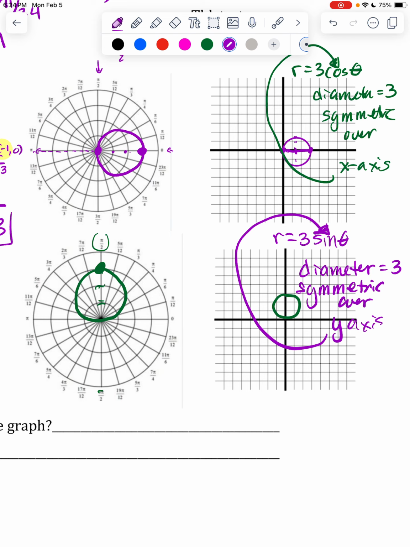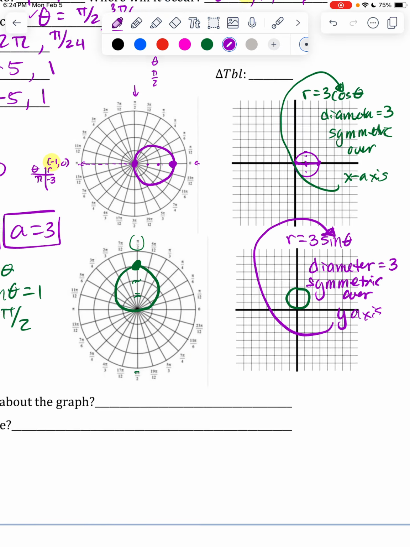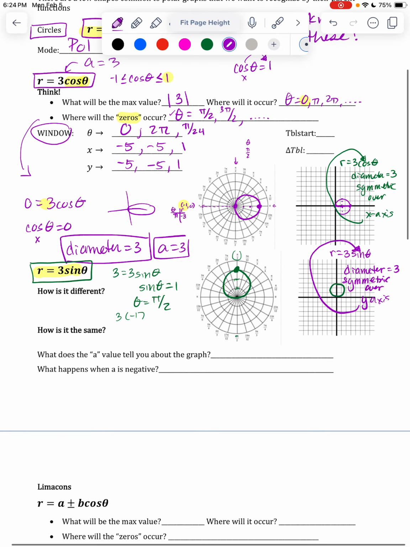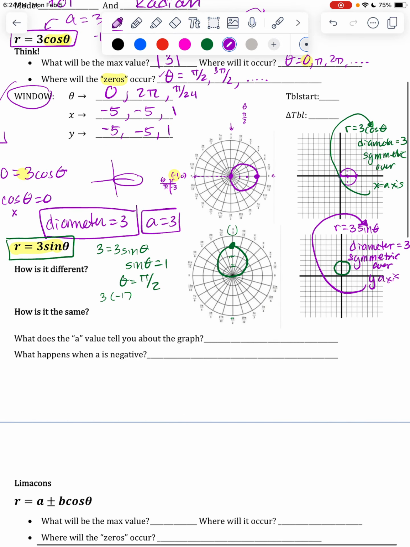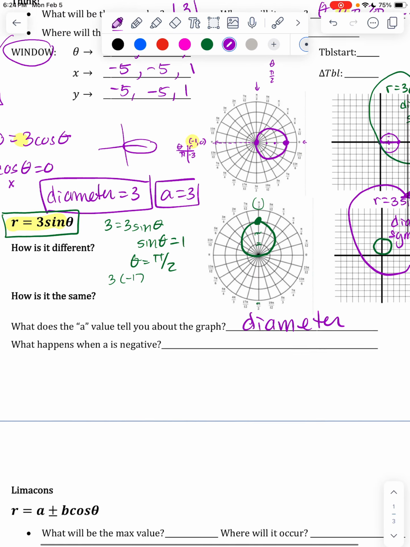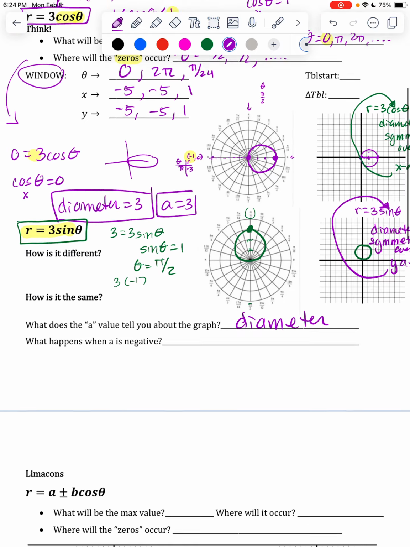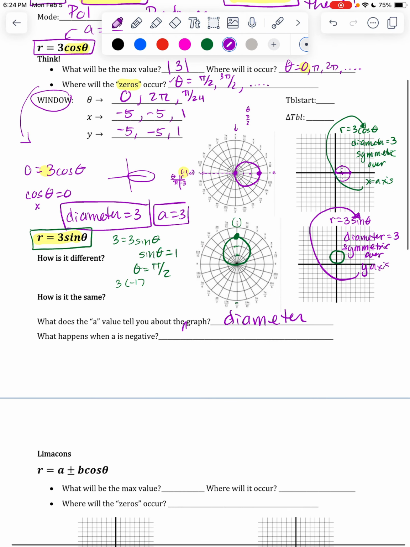So what if it was 5 sine? Well, then it would have a diameter of 5 and be located going over the y-axis. So we're using our calculators to get a handle on what it looks like, but we're going to have to use our brains to say, hey, what does this do? The a value tells you the diameter of your circle. And then think about what happens when a is negative. What always happens when a is negative? It flips your graph. But you're going to have two scenarios.